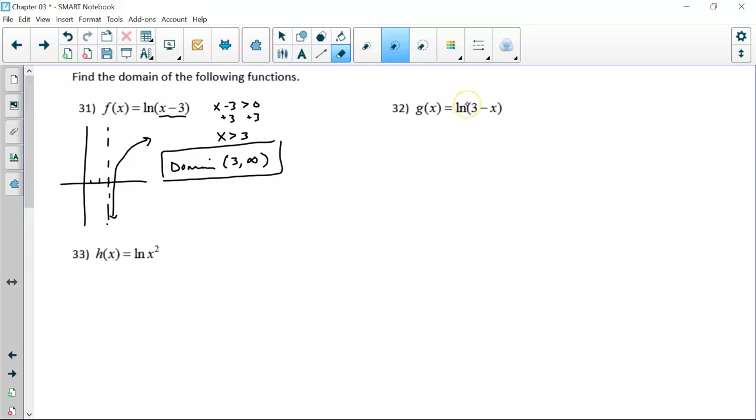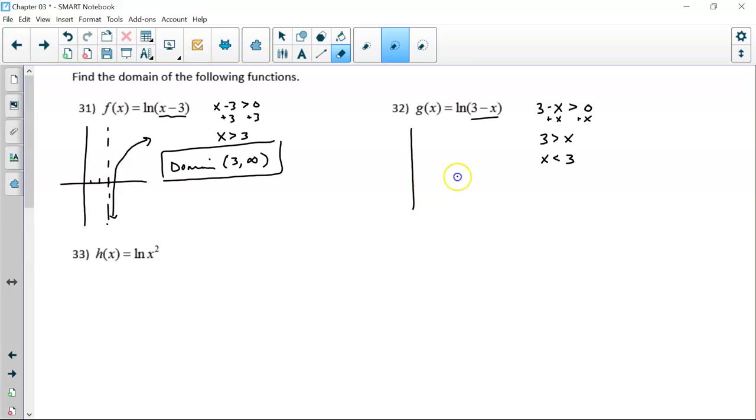For the next one, once again, you can use your calculators to graph it, but when you do that, you'll notice that you can't take the natural log of a negative number or 0. So 3 minus x has to be greater than 0. So I can add x to both sides. 3 is greater than x. And when I rewrite that, so the variable is first, x is less than 3. So that would be what we would use for our domain.